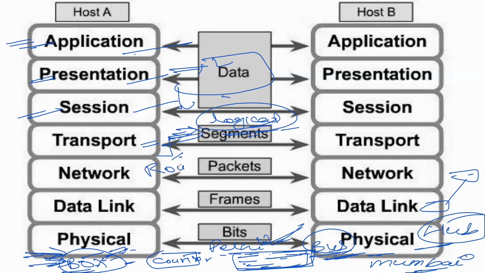Network layer means router. The router converts these segments into packet format, and then sends them to the data link layer, which means switch. Physical layer means cables or connectors. These convert frames into bits, and in the cable the bits are converted into analog signals, and then sent to the receiver side.